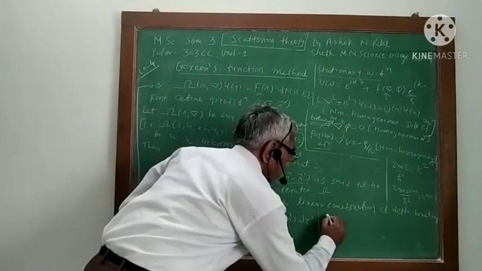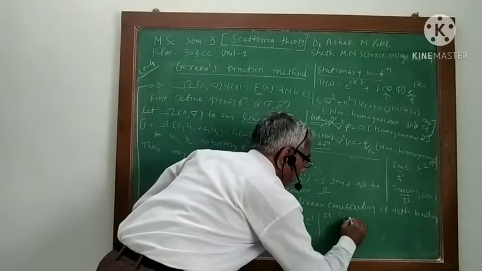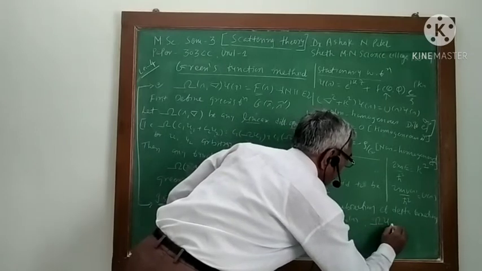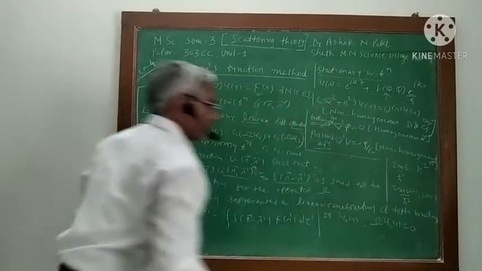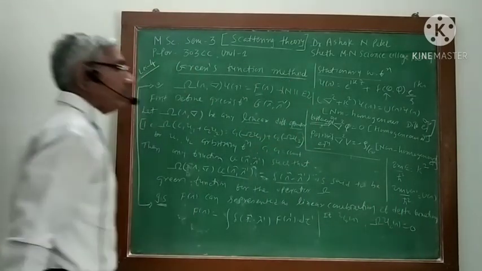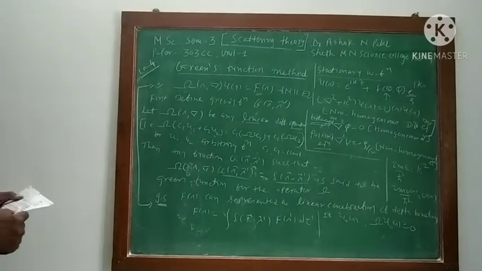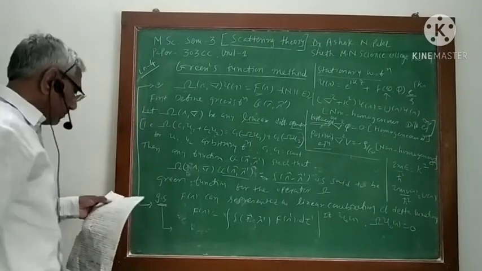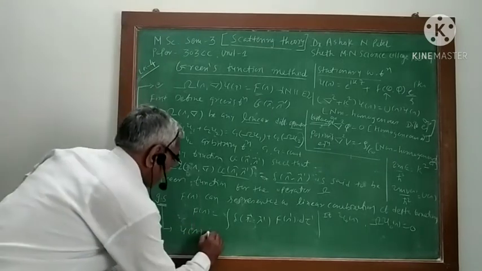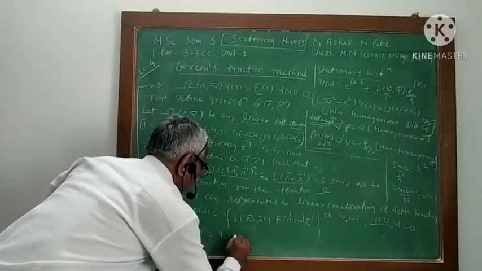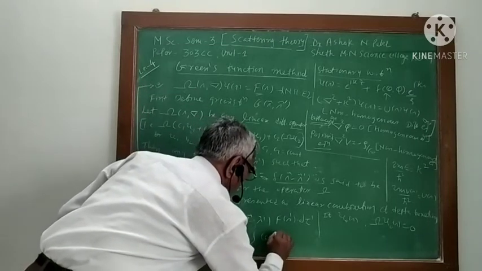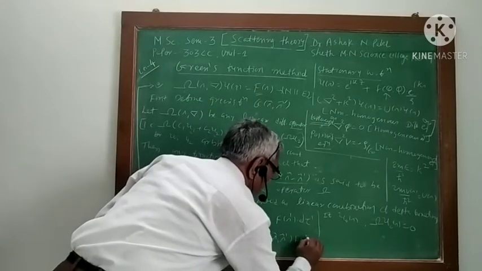As well as, if u0(r) is any function such that omega u0(r) is equal to 0, then the general solution can be written as u(r) is equal to u0(r) plus the integral of G(r, r dash) f(r dash) d(r dash).